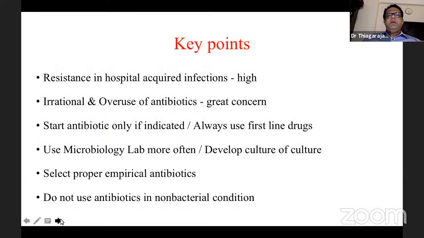To sum up, gentlemen, resistance in hospital-acquired infections is high. Irrational overuse of antibiotics is a great concern. Start antibiotics only if definitely indicated. Always use first-line drugs, never go for second-line drugs. Develop a culture of culture. Select proper empirical antibiotics. Do not use antibiotics in non-bacterial conditions.